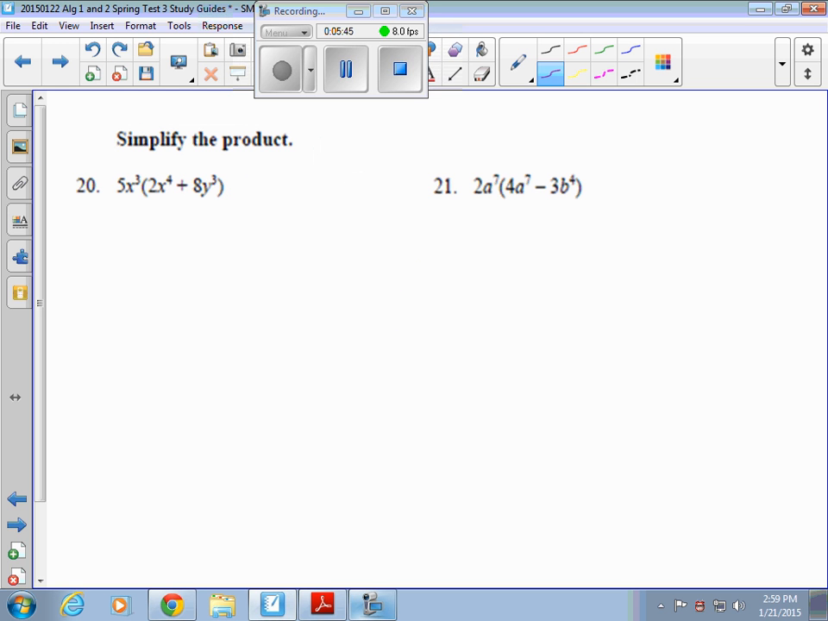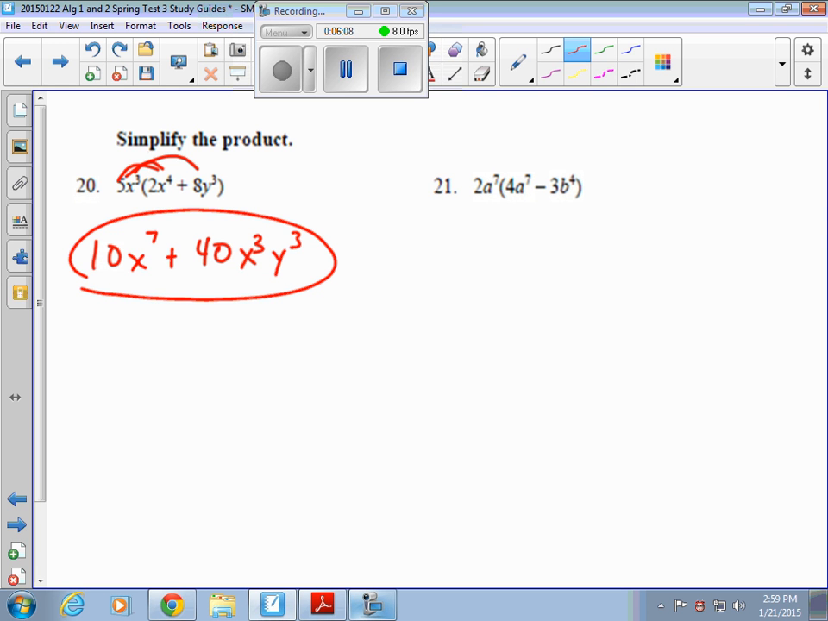Simplify these products. All you have to do is distribute. 5 times 2 is 10. X to the third times x to the fourth, you add the exponents, is x to the seventh. 5 times 8 is plus 40. You have x to the third and you have y to the third. You don't add those exponents. You simply write x to the third, y to the third.